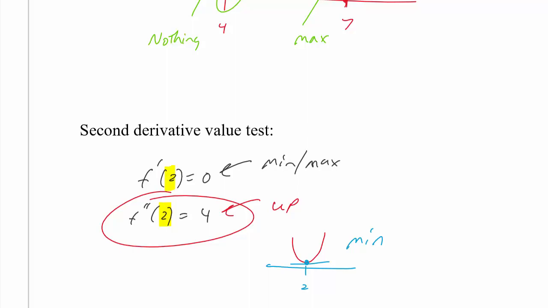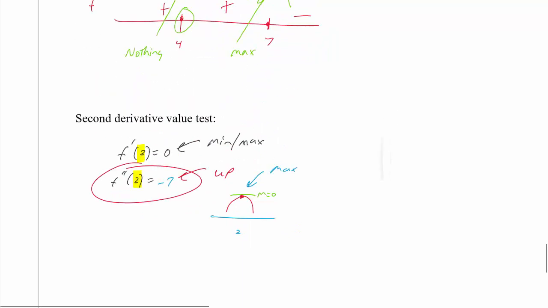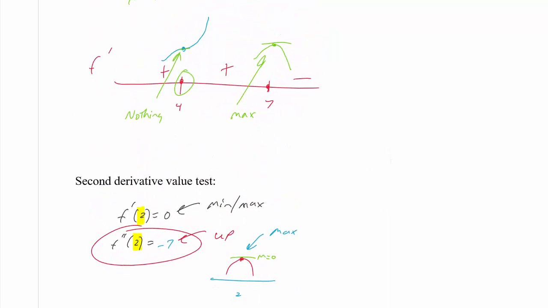So if my derivative is 0, I can look at the value of the second derivative. If it's concave up, I know it is a min. Or if it was concave down, what would that mean my graph would look like? I still have a zero at 2, so I still have a horizontal tangent line, slope of 0. But my graph is concave down, so it's opening down, which means I have a max. Okay, so those are the last little finishing-up ideas, just putting a bow on the first derivative number line and the second derivative value test.